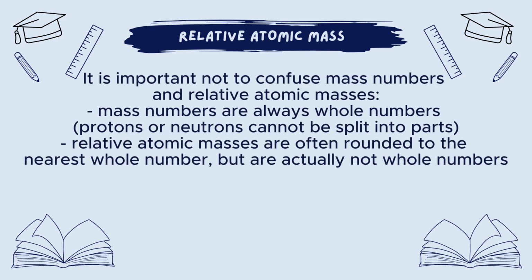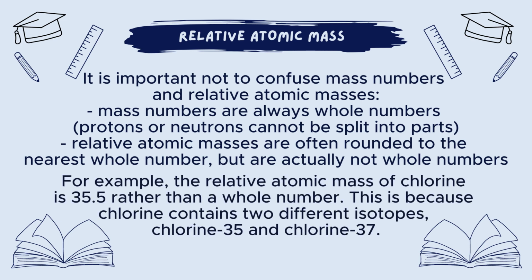It is important not to confuse mass numbers and relative atomic masses. Mass numbers are always whole numbers. This is because protons and neutrons can't be split into parts. Relative atomic masses are often rounded to the nearest whole number, but are actually not whole numbers. For example, the relative atomic mass of chlorine is 35.5, rather than a whole number. This is because chlorine contains two different types of isotopes, chlorine-35 and chlorine-37.